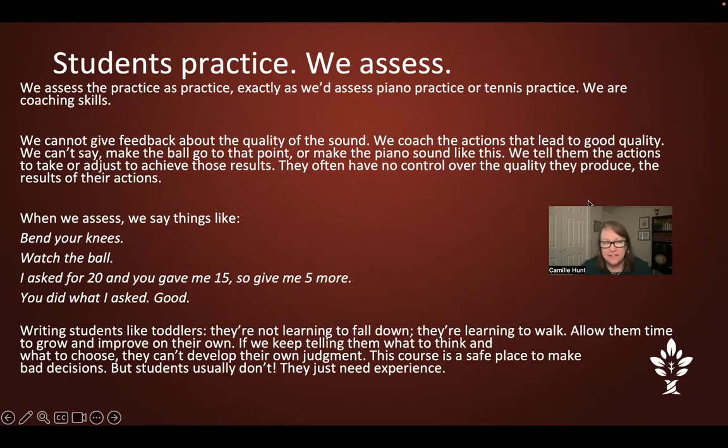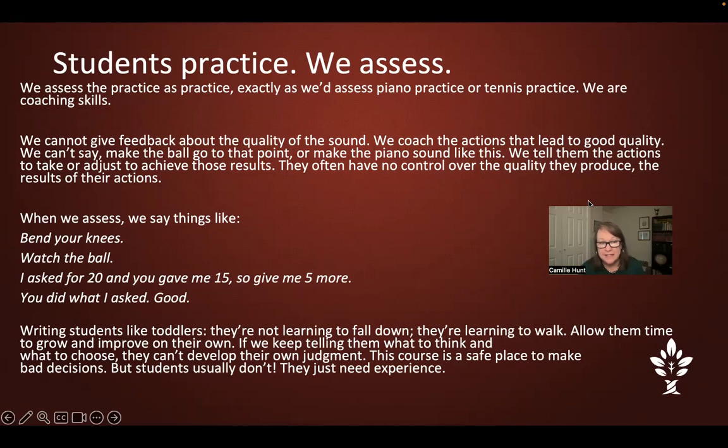We have to assess the actions. And then here's one of my favorite analogies. Writing students are like toddlers, but they're not learning to fall down. They're learning to walk. My friend said, my grandson is learning to fall down. And it looks like that. And it looks like they're not writing well, and you may despair that they ever will. But like the ugly duckling needed, give them time to grow and improve and let them do their own work.